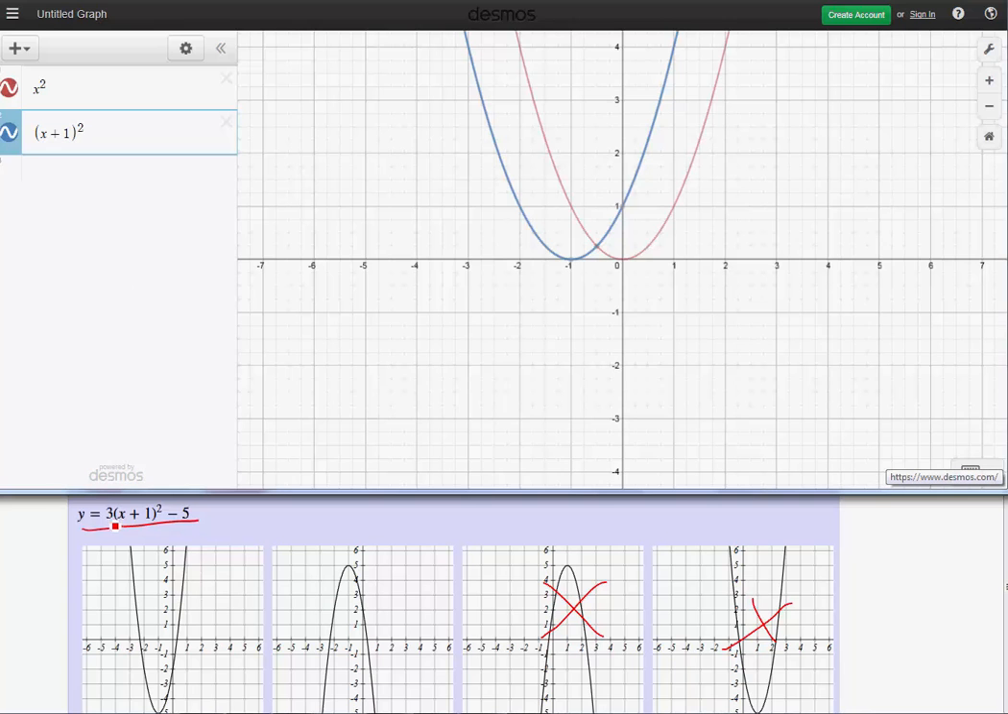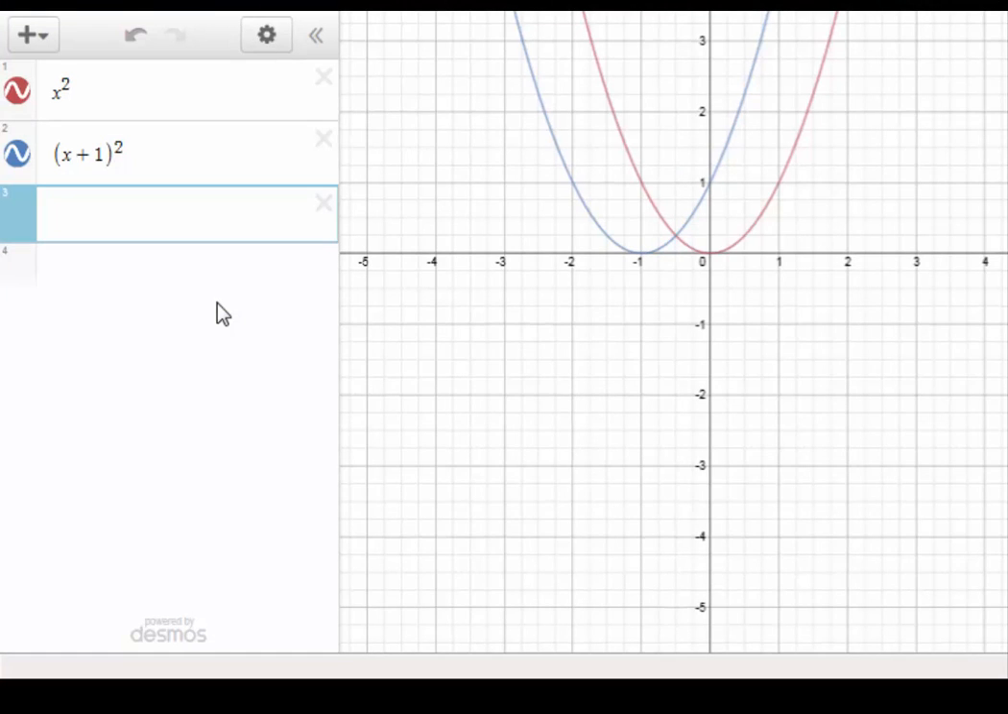The fact that there is a 3 outside the quantity x plus 1 squared, and 3 is positive, you may know that means the parabola should open upward. So it turns out that the first graph would be the correct answer, because the second graph has the parabola opening down. So there's a little more to learn here. I'd like to now show you what the factor of 3 and the subtraction of 5 does to the graph.